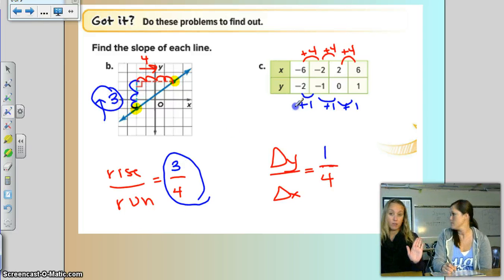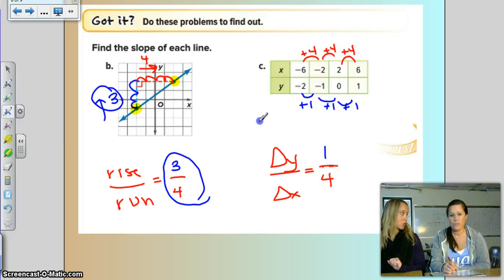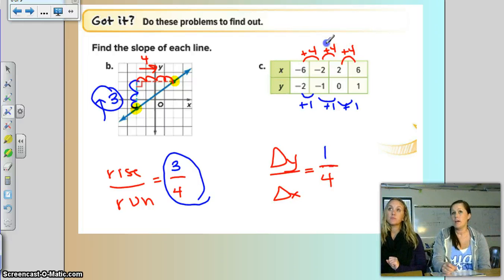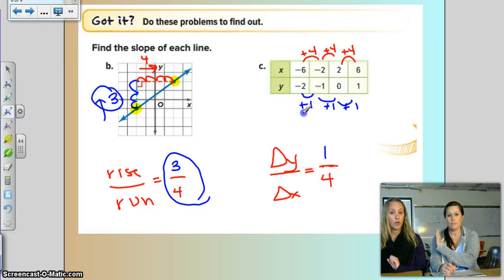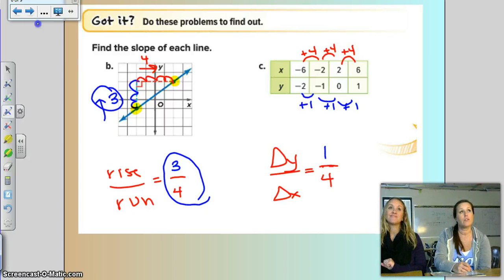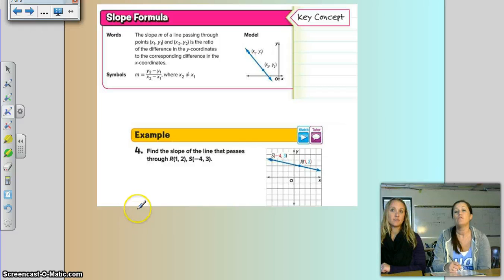Leave it as 3 over 4. Don't write 0.75, just leave it. Now we have this. We did our change in y first, so it goes up 1 every time. And then we did change in x second. Put that on the denominator, it was 4. Done. Leave it as 1/4. And there's nothing to interpret here, because it doesn't tell me anything else, so we don't have to interpret it.